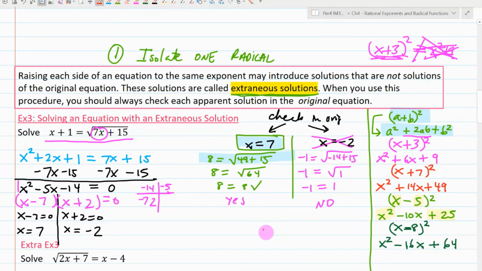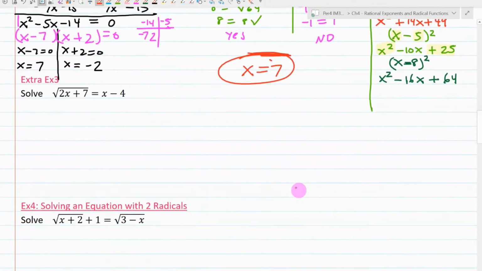If you were doing this on a test, in the answer key, you would write x is equal to 7. You wouldn't write x is equal to negative 2 and then put no next to it. You would only write x is equal to 7. All right, try the next problem, please. Pause the video and then try it.